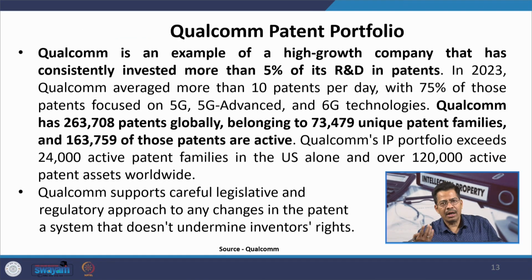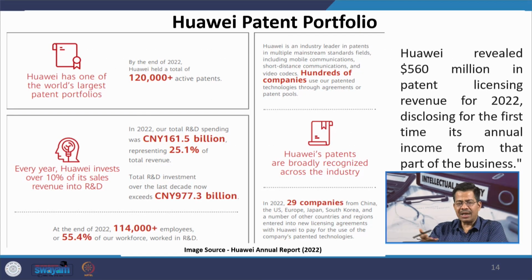Then you see Qualcomm, another very important and reputed organization. They are consistently investing more than 5% of their R&D in patents, and they are creating records in patenting. More than 10 patents per day is the average of a company like Qualcomm. They have around 2,63,000 patents globally across 73,000 plus unique patent families, and this large IP portfolio is only possible when they give substantive effort in their budgetary provisions for R&D and, within R&D, for keeping the patents. Another example is Huawei.